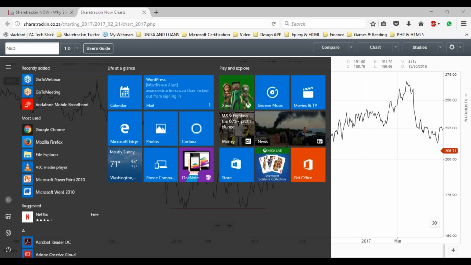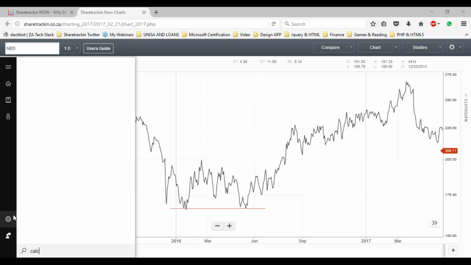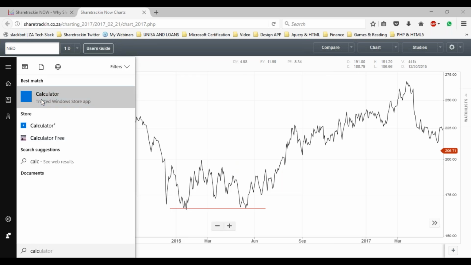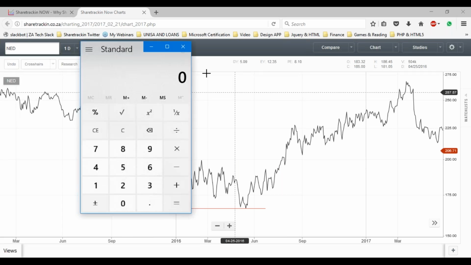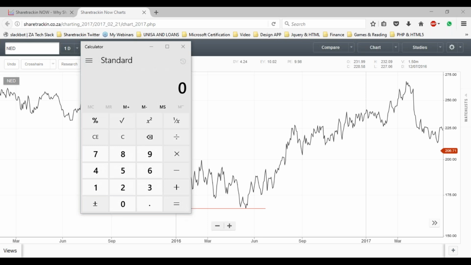So let's say we bought the share. Now I need a calculator here, so let's just get a calculator. I'll open it up here. Right, so you'll need to have a calculator. Unfortunately, that's the important thing, to make sure that we do have this.